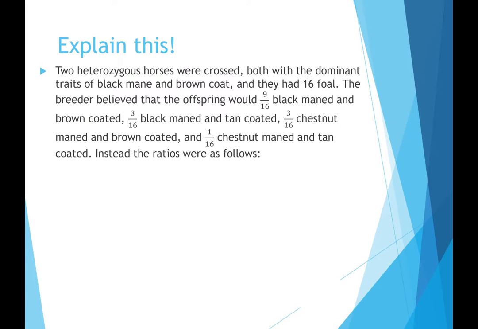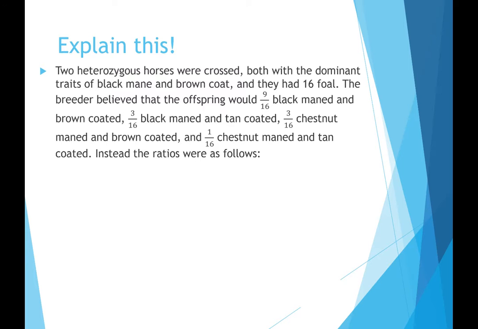So I want you to try to explain this. So we have two heterozygous, so two different alleles on their chromosomes, two heterozygous horses that are crossed. Both have the dominant traits of black mane and brown coat, and let's pretend that they have 16 foals, just so the numbers are all really nice, okay?